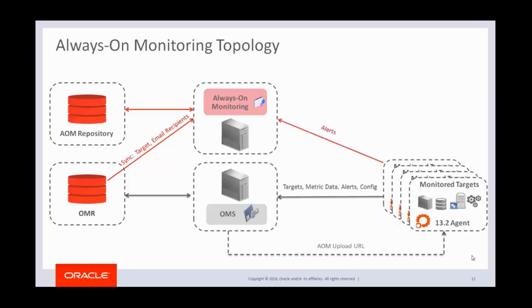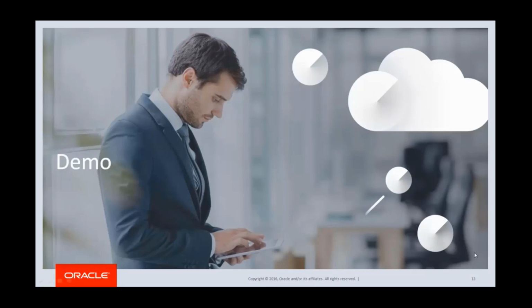And from that point, the agent will send alerts to both OMS and the AOM service. So at the time of planned maintenance, you may bring down OMS and OMR. But AOM remains operational and will continue to monitor targets and send email notifications in case of critical failures in those targets. Now let's see the demonstration.